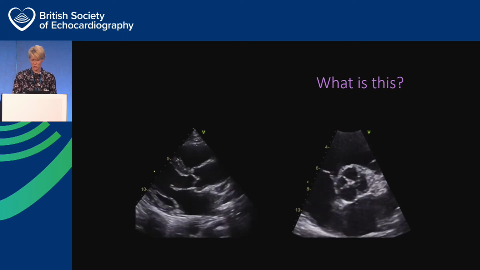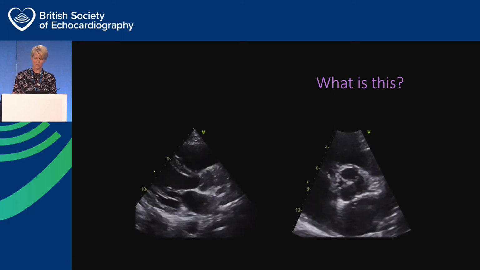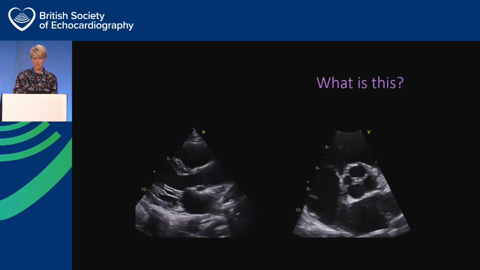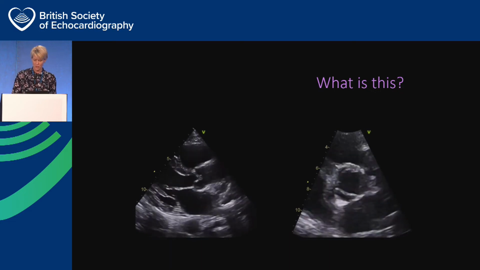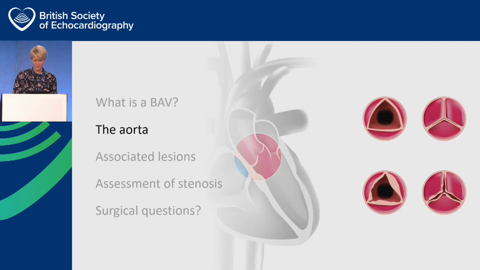And quadricuspids don't tend to cause so much of a problem. They get a bit of aortopathy, but not so much. But they're still in the same umbrella of disease. Unicuspids tend to be in the more severe end of that spectrum that I showed you.